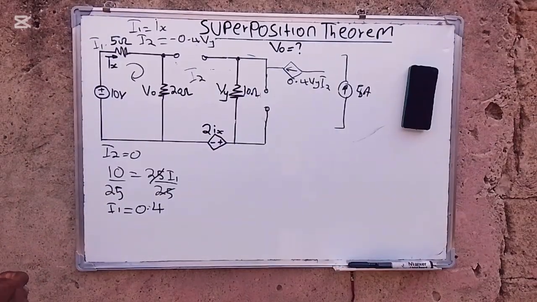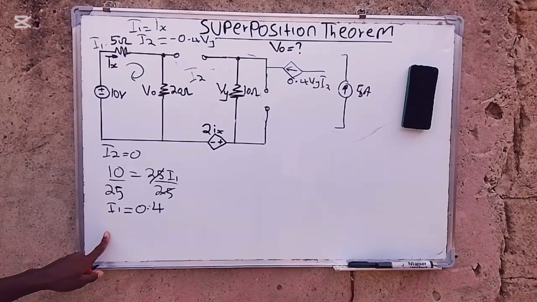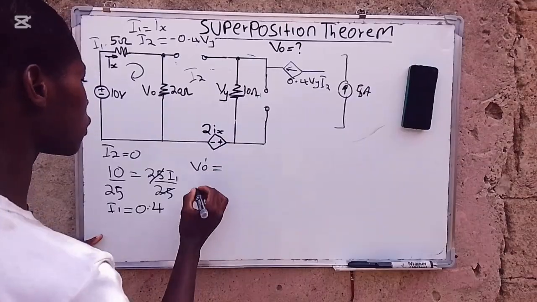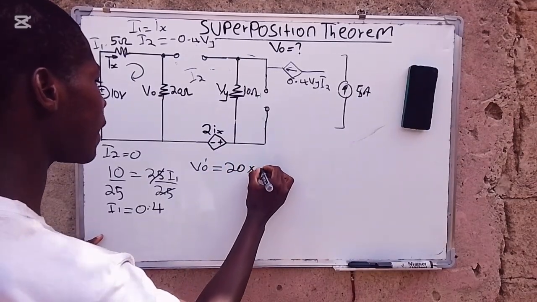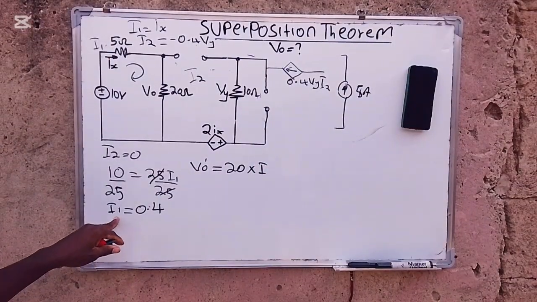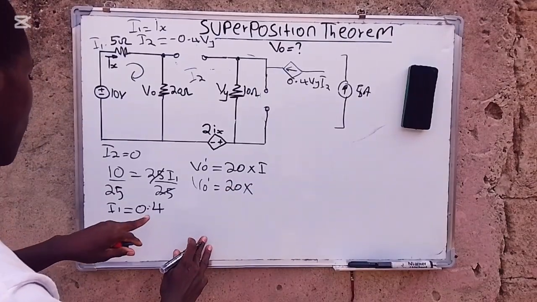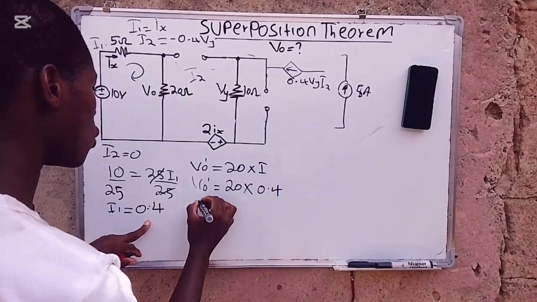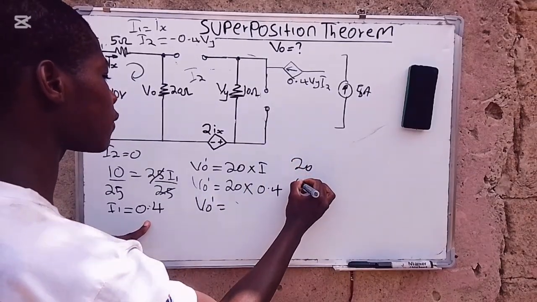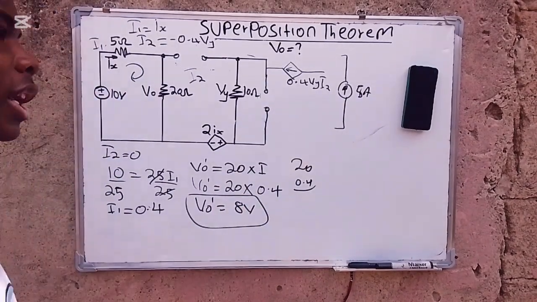So the next thing that I'm going to do is, if I'm looking for V0, let's say V0 prime should now be equal to 20 multiplied by I. What is the value of I? This is the value of I1. So V0 prime should now be equal to 20 multiplied by 0.4, which should be 8. This is 8 volts.